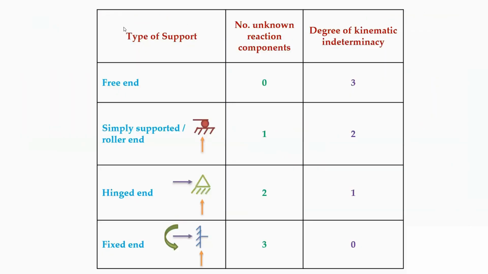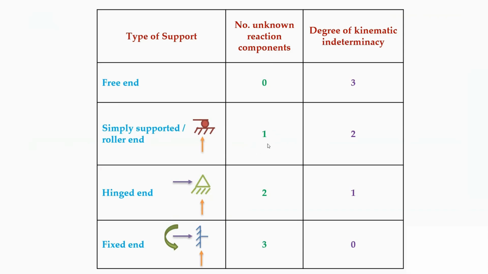Now coming to this slide. Here we talk about some types of supports, how many unknown reaction components there are for each support, and what the degree of kinematic indeterminacy is. Coming to the free end support, as it is a free end, there will be no reaction component. But coming to kinematic indeterminacy, that is related to the movements of the joint. The free end is free in all three directions, so the degree of kinematic indeterminacy will be 3. Whereas coming to the simple support or roller end, for this you are going to have only one upward reaction.